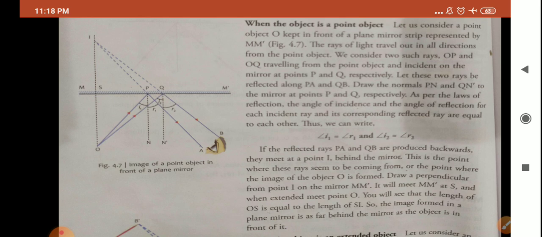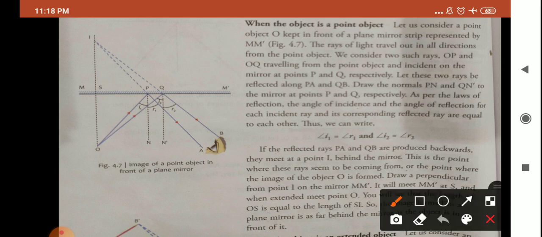So you can see here that this first ray is making angle of incidence I1 and the angle of reflection. Angle of incidence is I1 and angle of reflection is R1. So they will follow laws of reflection and hence angle I1 will be equal to angle R1. Okay, same way if we consider the other ray which is going to be incident on the mirror, suppose OQ.